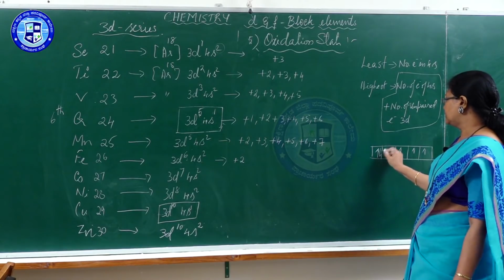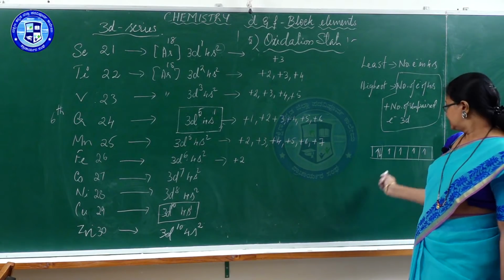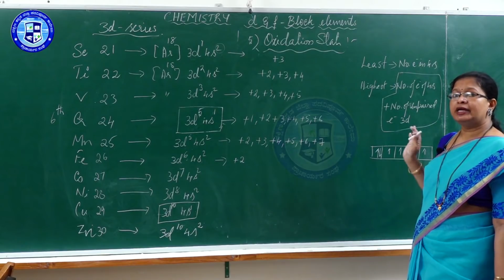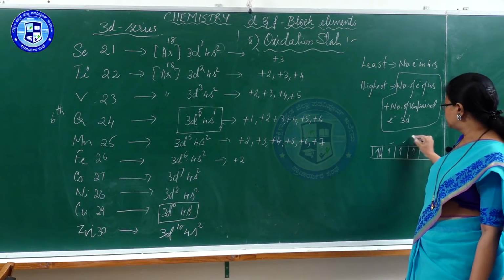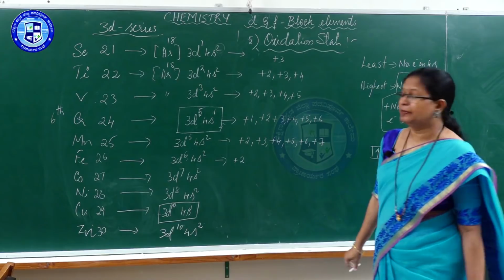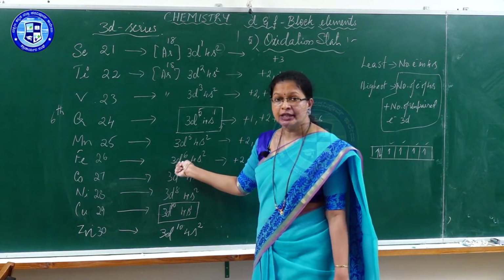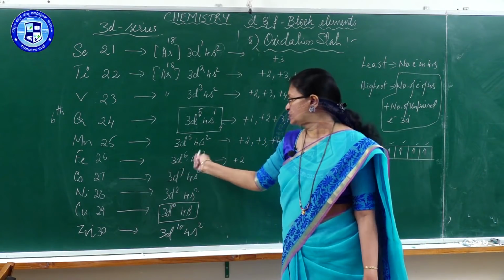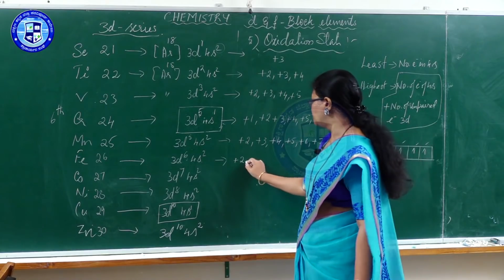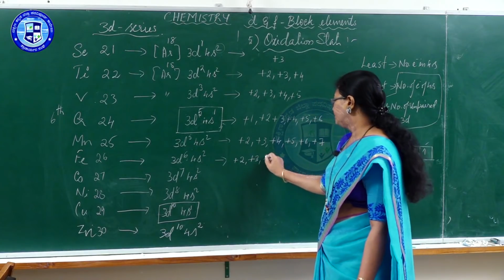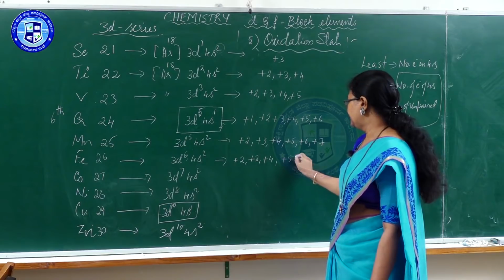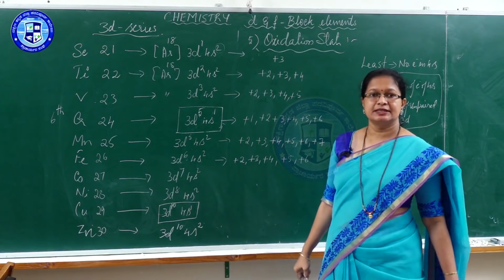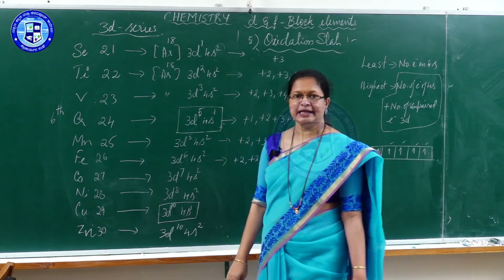The 6th electron is here, right? These are the d6. Then how many unpaired electrons does it have? 1, 2, 3, 4. Only 4 are unpaired electrons. In the d6 system, there are 4 unpaired electrons. So 4 + 2 makes 6. Therefore, the highest should be 6. +4, +5 and +6.